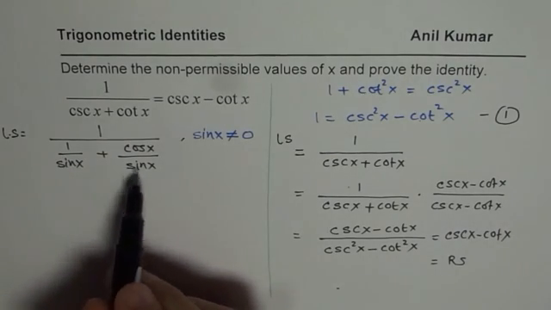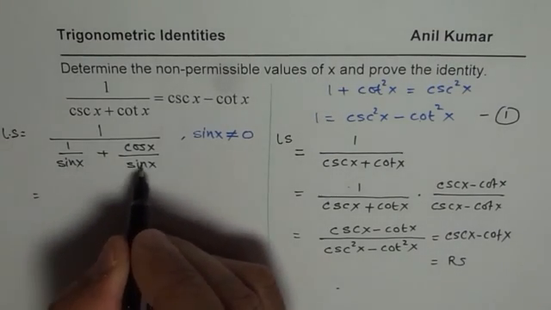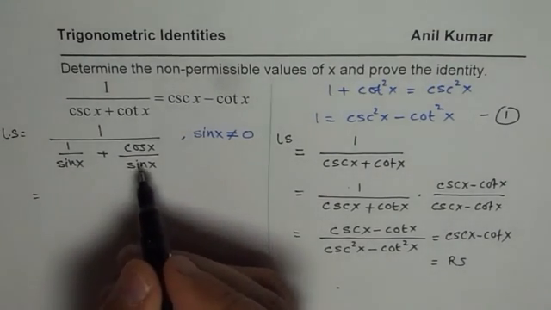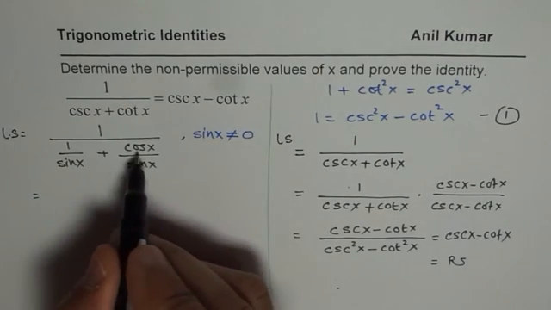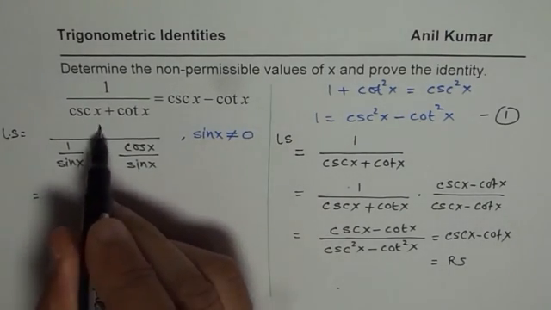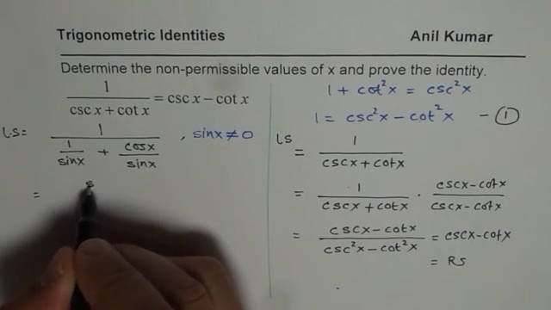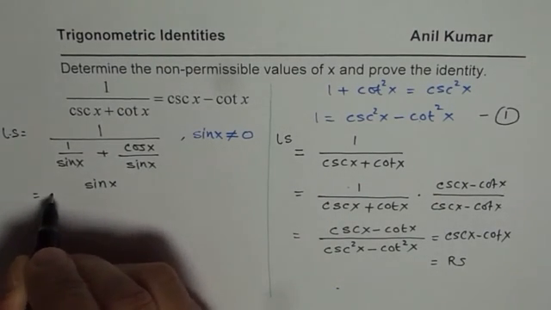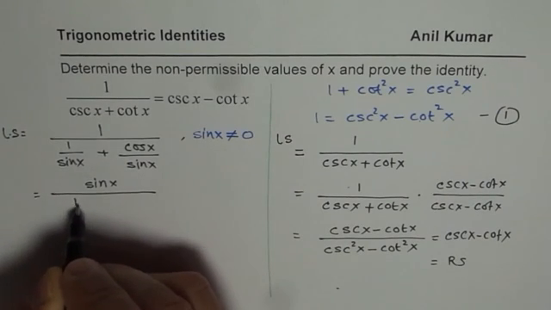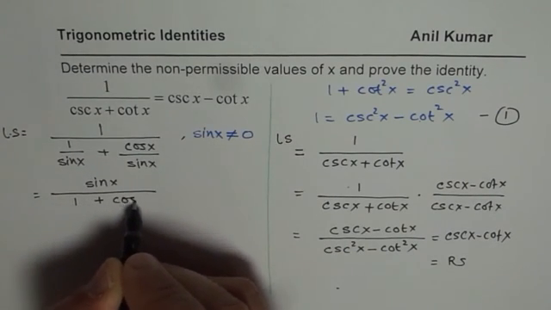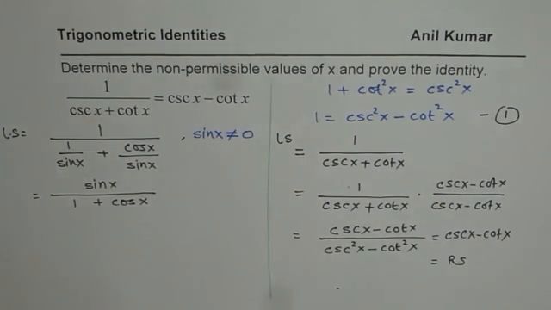Now we can take common denominator as sine x, which is indeed a common denominator. So we get 1 plus cos x in the denominator and sine x in the numerator. So we could write this as sine x over 1 plus cos x. Right? So that is what we get from this particular expression.